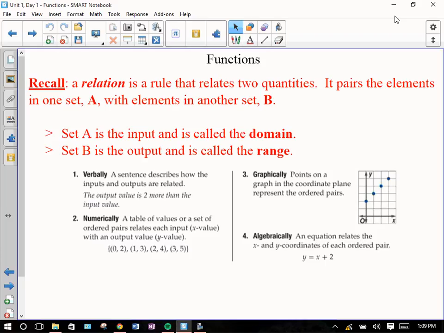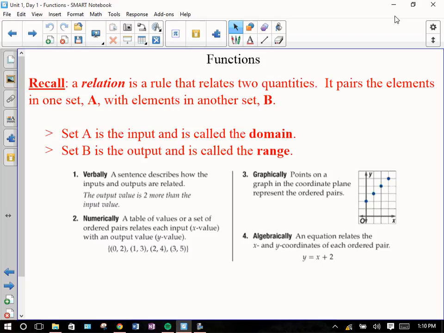When we get going into this, the ability to identify the domain and the range of a relation or a function, which we'll be talking about shortly, is going to be very important. Typically, we're sort of in that math where we say the output value is 2 more than the input value, talking about the domain and range verbally like that. We're going to get more into showing it numerically and graphically. So the input is going to be your x value.